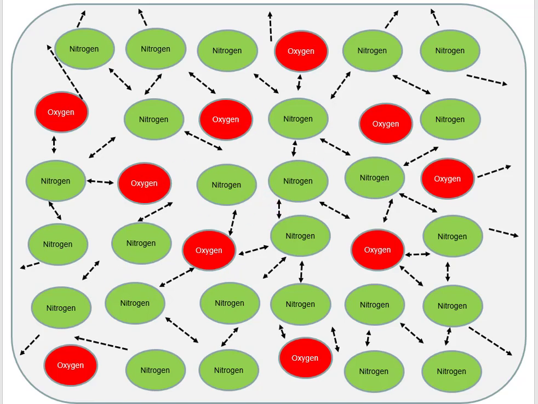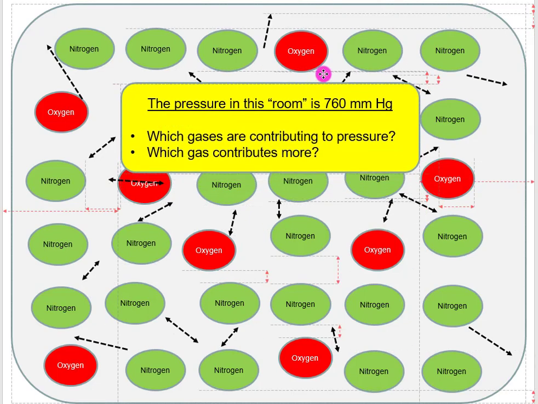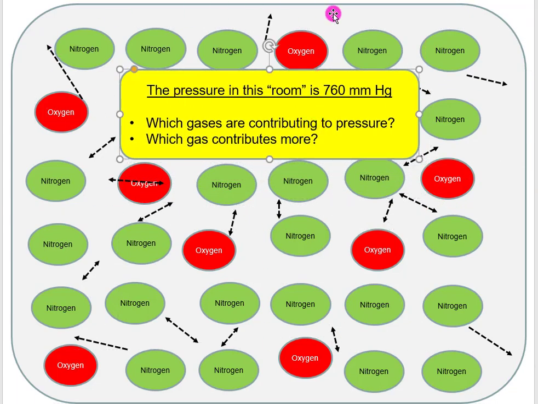So here's the thing then. The question that we have to ask is, great. Before we ask the question, I'm going to give you a fact: the pressure in this, quote, room is 760 millimeters of mercury. That is the pressure within this room, and again, this room is going to represent the environment to us. So that's the total pressure.